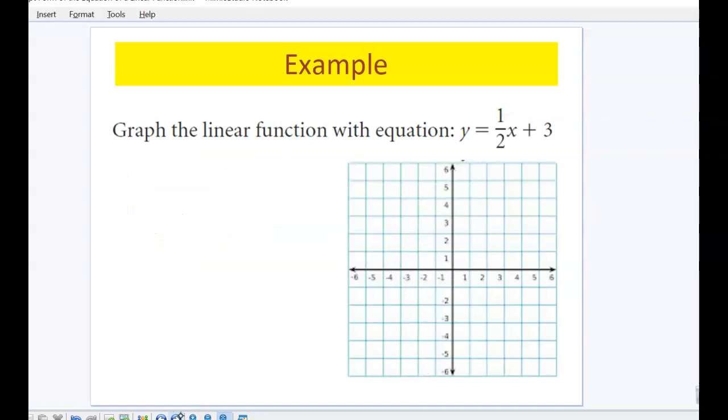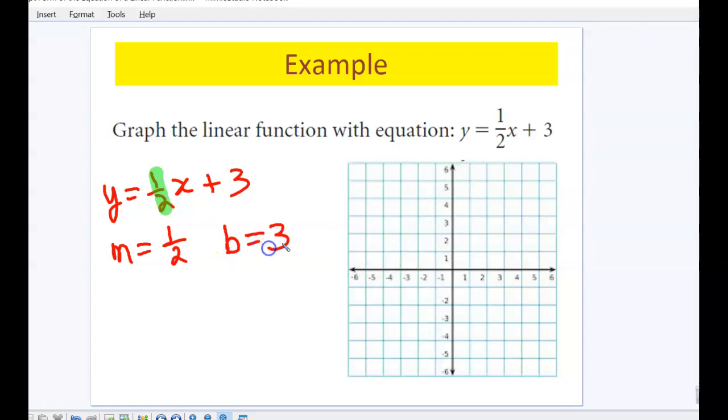Okay, in the next example, we're asked to graph the linear function with the equation y equals 1/2 x plus 3. Again, the slope of this line is 1/2, not 1/2 x, just the number in front of x, and the y-intercept is equal to 3. So again, start with the y-intercept, and my rise over run is 1 over 2, so I go up 1 over 2. I can go up 1 and over 2 again if I wanted to, and there would be the line. So again, when the equation is given to me in slope-intercept form, it's very simple to draw the graph.